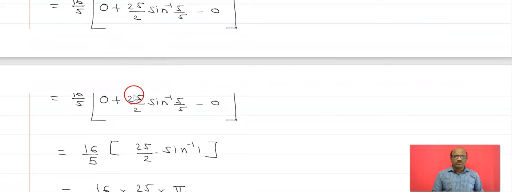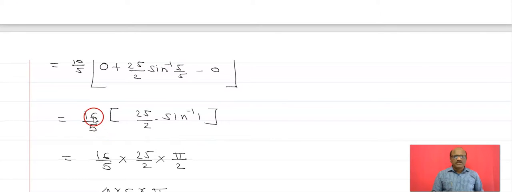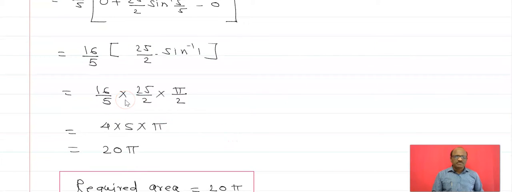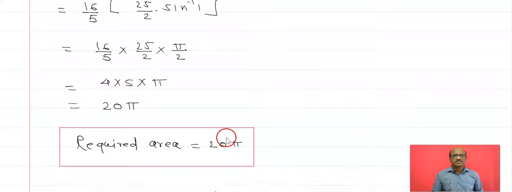Now here 25 upon 2 sine inverse of 1. Sine inverse of 1 is pi by 2. And that's why here 16 upon 5, 25 upon 2, sine inverse of 1 is pi by 2. If you simplify this, you will get 2 into 2, 4. 16 upon 4 is 4, 25 upon 5 is 5, and therefore the answer is 20 pi. This is the required area of the ellipse.